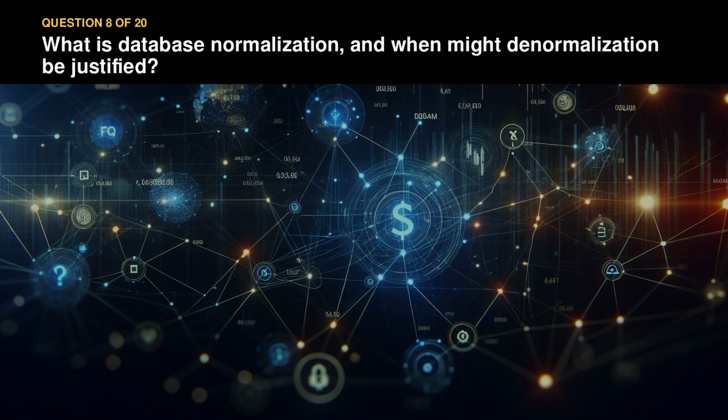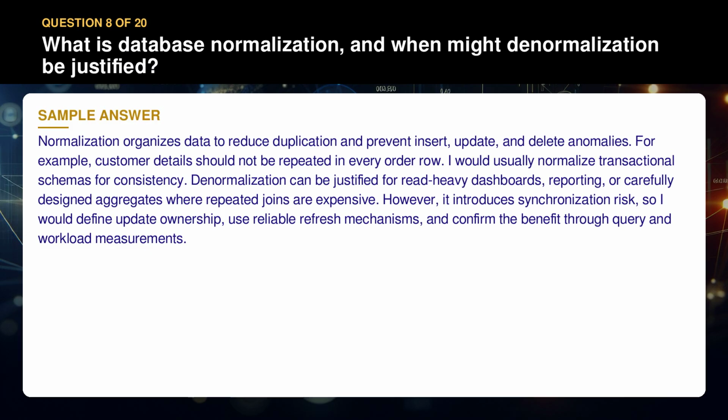Question 8. What is database normalization, and when might denormalization be justified? Normalization organizes data to reduce duplication and prevent insert, update, and delete anomalies. For example, customer details should not be repeated in every order row. I would usually normalize transactional schemas for consistency.